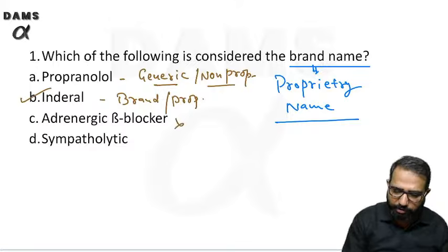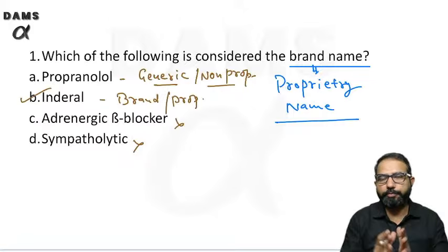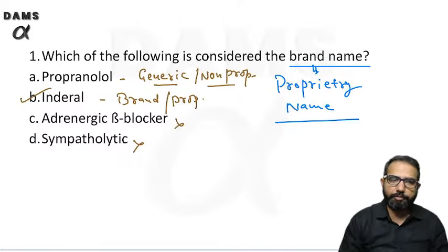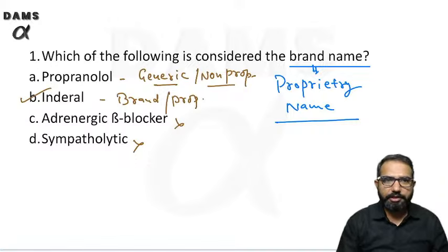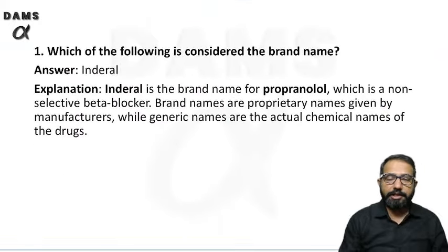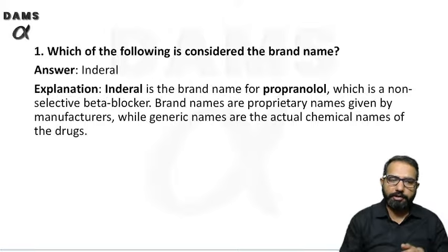Adrenergic beta blocker, sympatholytic, these are not names of the drug. Sympatholytic is a group. All the drugs which inhibit the sympathetic activity come under sympatholytic. The drugs which block the beta receptor are beta blockers. So by this you can say Indral is a brand name. Whatever names we discuss in pharmacology are generic or non-proprietary names, but pharma companies give the brand name. Like Crocin, Dolo are brand names, but paracetamol is a generic name. So brand name is given by the manufacturers.